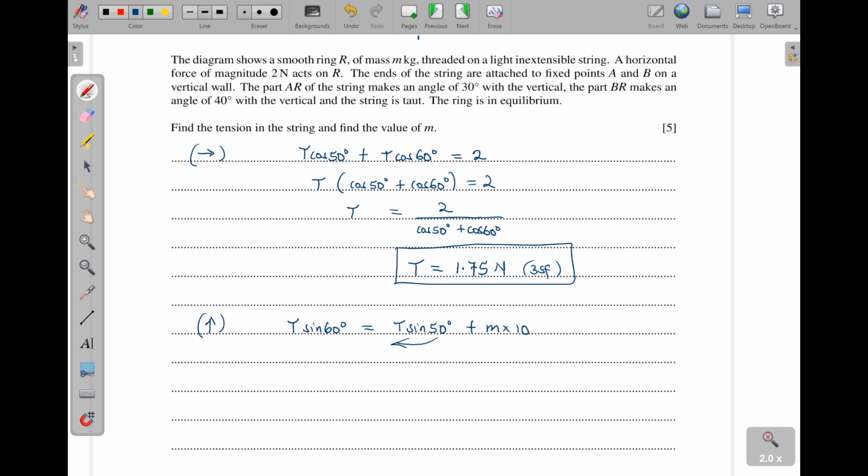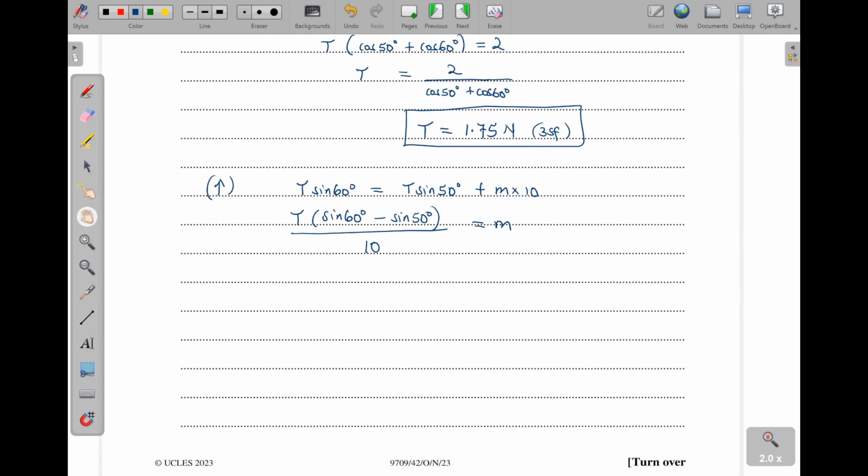So I can bring this one this side, and then we get sine of 60 minus the sine of 50. Factorize out the T, then we divide by 10. This one will give us the m. Now our T, I'm going to use the exact one, not just the 1.75, because it wasn't an exact value. So this is cos of 50 plus cos of 60, which is 0.5. Let me just write this as 0.5. That is the T. Then here you have sine of 60 degrees minus the sine of 50 degrees, then out of the 10 here. That will be our m.